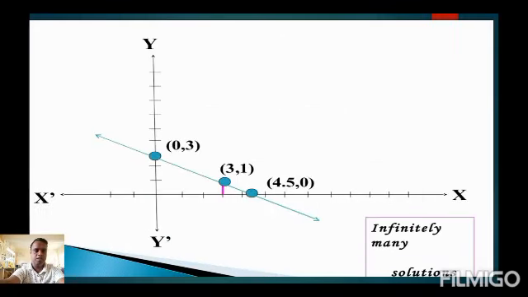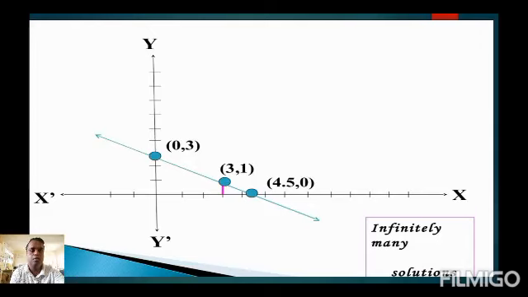See here, x equal to 0, then y equal to 3. If x equal to 3, y equal to 1. If y equal to 0, x equal to 4.5. This has infinitely many solutions. If it is coincident lines, they overlap each other. Therefore, it has infinitely many solutions for x and y. So, these are some examples of the graphical representation of the lines.